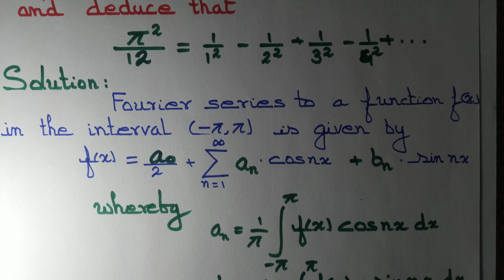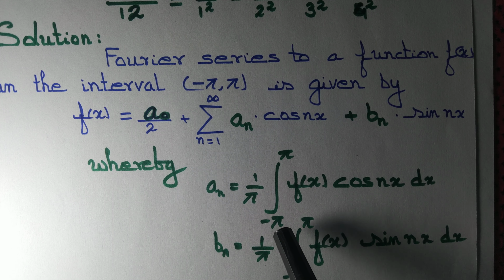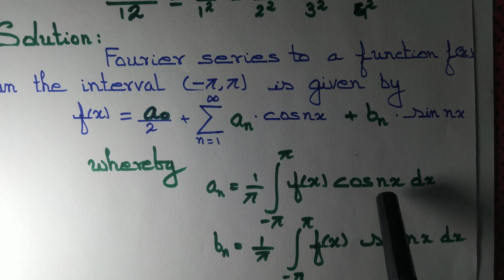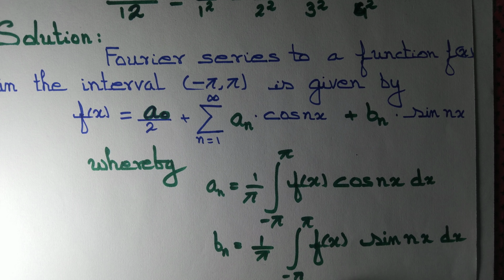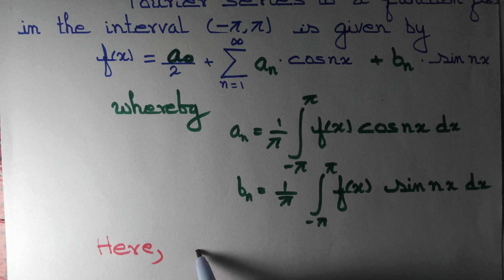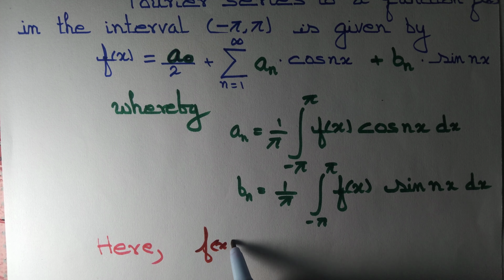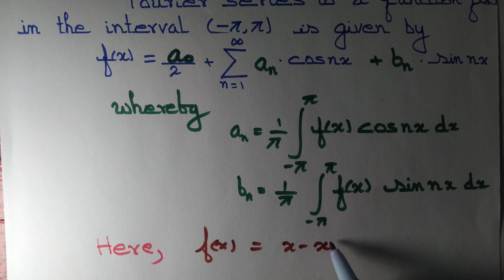Now a0, an, bn are given by the formulas: an = 1/π integral from -π to π of f(x) cos nx dx, and bn = 1/π integral from -π to π of f(x) sin nx dx. Of course, we need to determine those an and bn. Here f(x) = x - x².